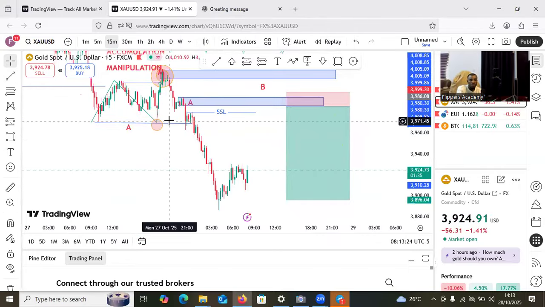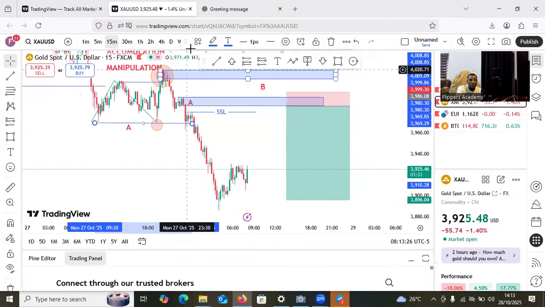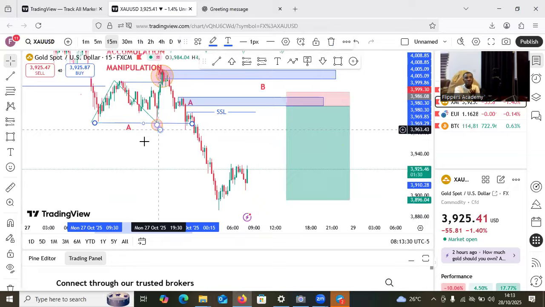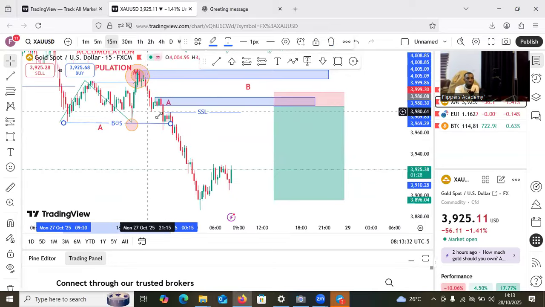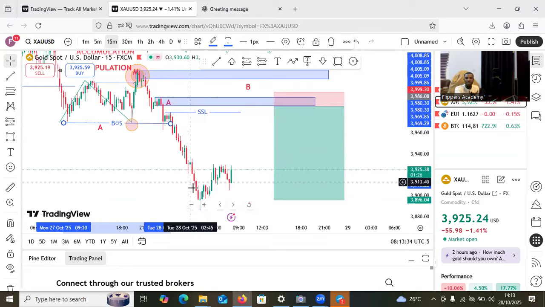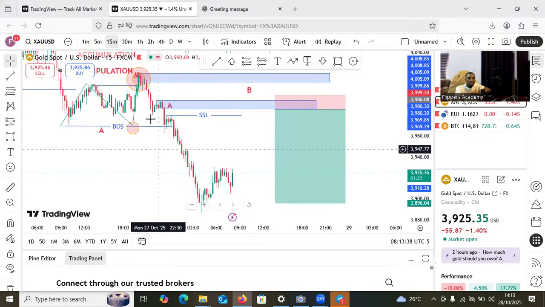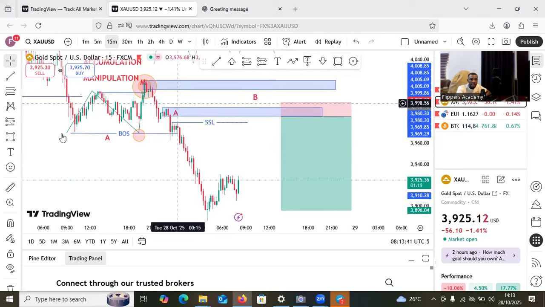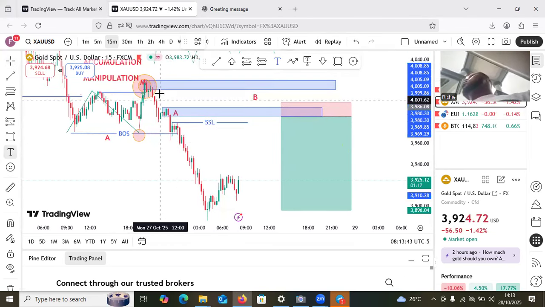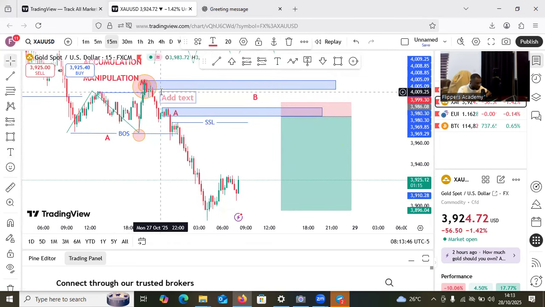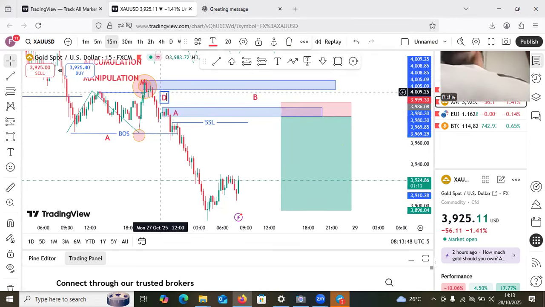Here. A break of structure to the downside. And we see a positive move down. Now listen, this process that price did here is what we call distribution. D. Distribution.